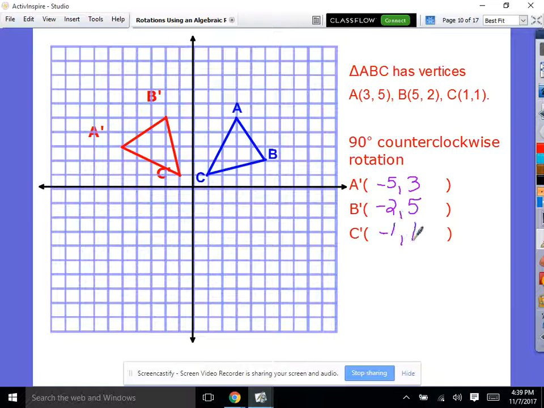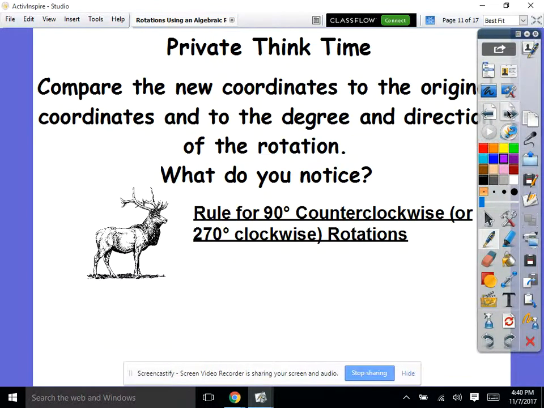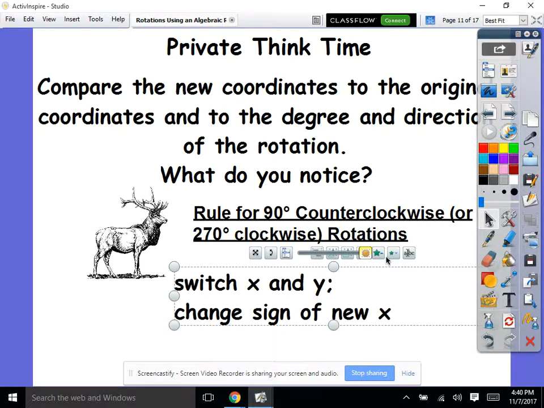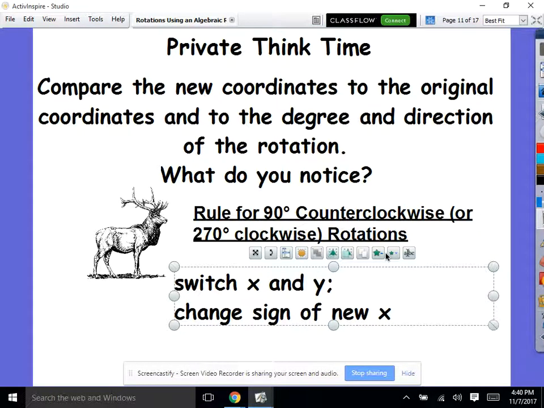And we also discussed how a 90-degree counterclockwise rotation affects the original coordinates. And the rule for that is 90 degrees counterclockwise or 270-degree clockwise. You switch x and y, then you change the sign of the new x. Switch x and y, change the sign of the new x.